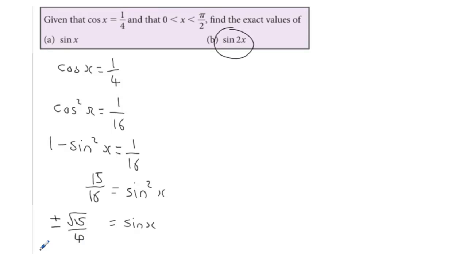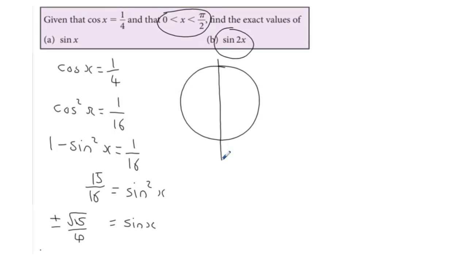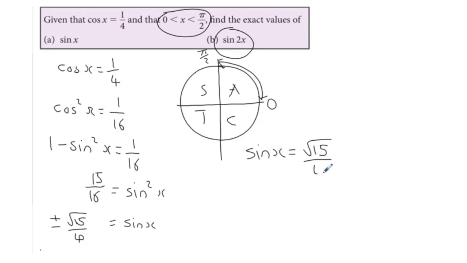So now we need to use the information we were given, which was that x is between 0 and pi over 2, to just work out the sign. So it's the first quadrant. This is 0, pi is 180, pi over 2 is 90. So we are in here. Remember C, A, S, T, all of the trigonometric ratios, sine, cos, and tan, are positive in the first quadrant. So we know that sine x is going to be square root of 15/4.